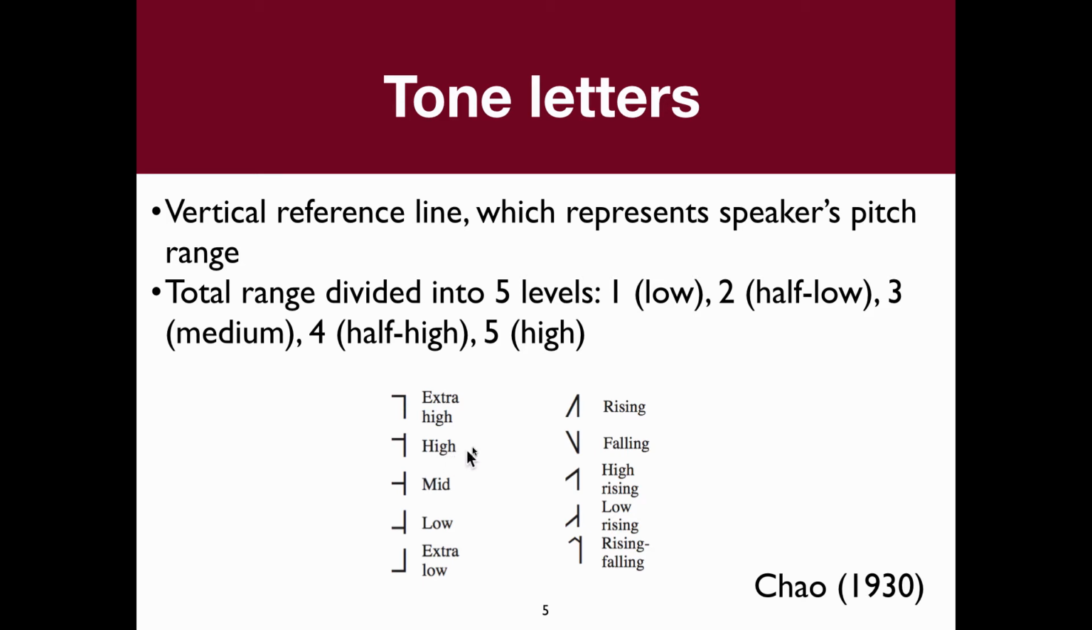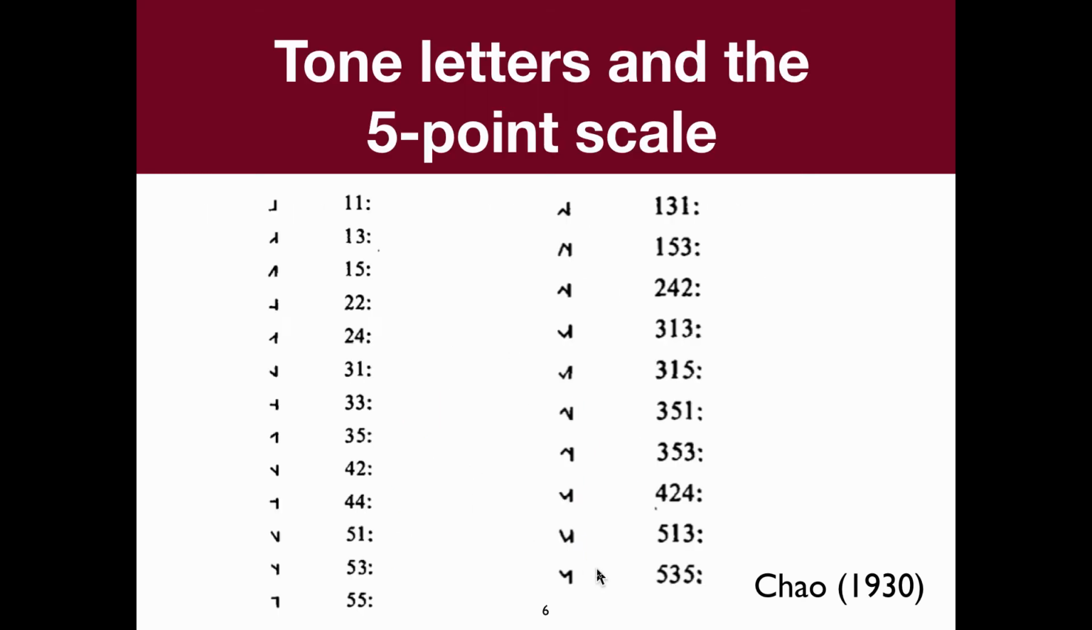Let's look a little bit more at this numeric scale. These tone letters were first proposed by Zhao in 1930, and here are some screenshots from his paper. If we have 1 1, we're at the bottom, so that'd be a low, like ma. Here's 3 3, so we're staying in the mid range, like ma. And if we're at 5 5, we're at the top, that might be high, like ma.